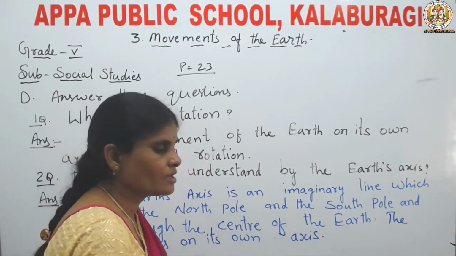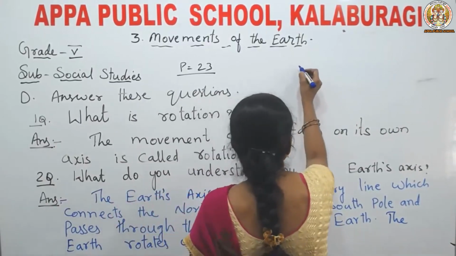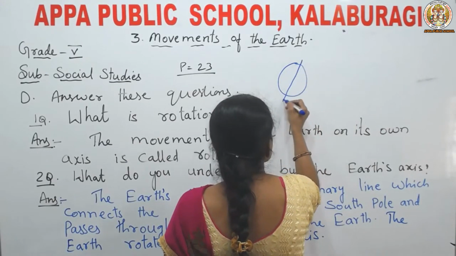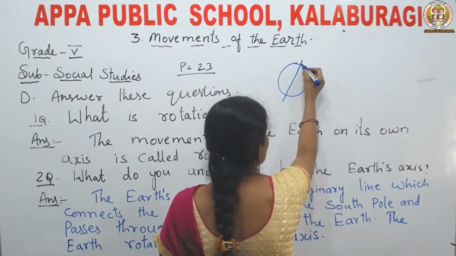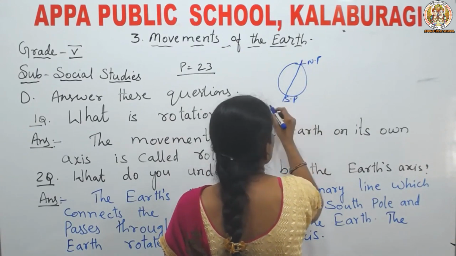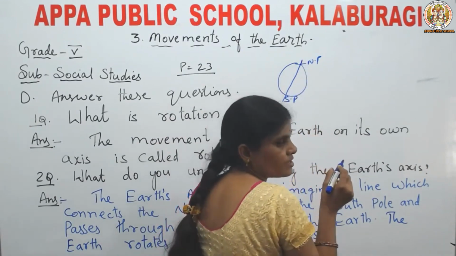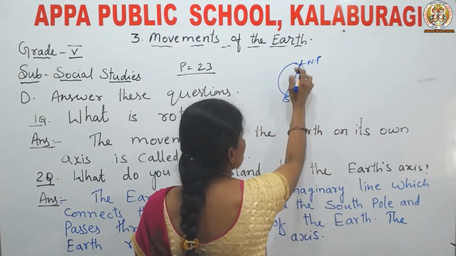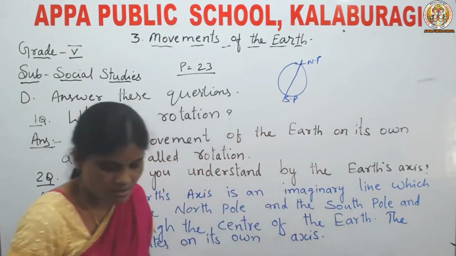See children, already I had shown the figure in the previous lesson. In this lesson also. See, this is the Earth, this is the axis. It connects North Pole and South Pole and passes through the center of the Earth.